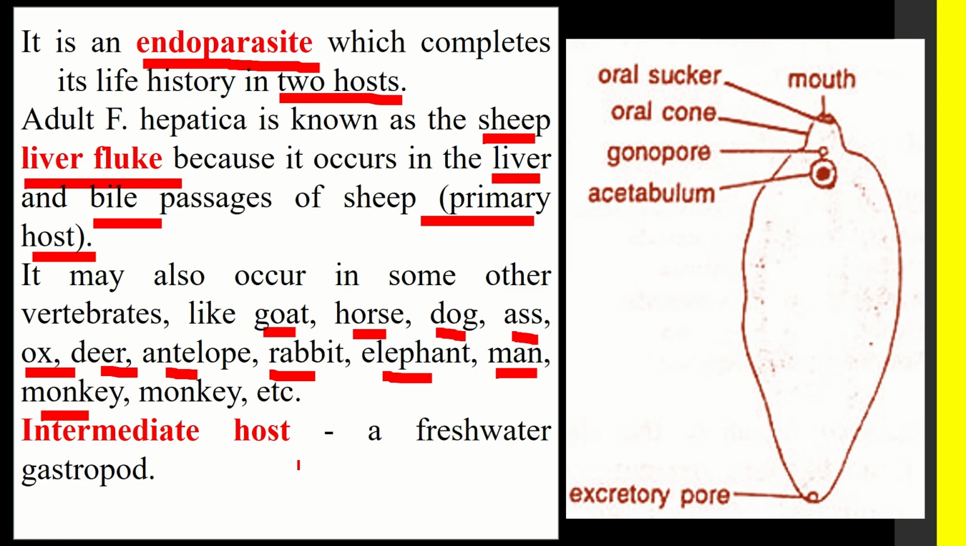So the Fasciola hepatica spends a part of its life history in an intermediate host. That intermediate host is a freshwater gastropod.